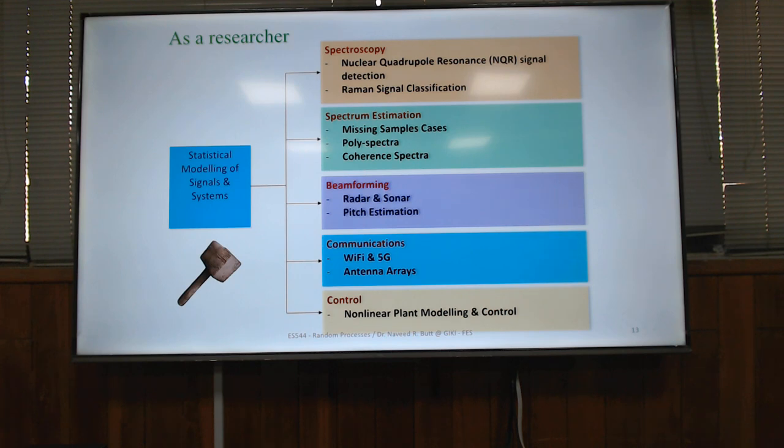In my research, my main strength is statistical modeling of signals and systems, which is basically what this course is mainly about. Random processes. When we talk about random processes, we are actually interested in modeling their behavior. Right, so that's where statistical modeling comes in, and because of its very general nature, it's like if you know calculus or algebra, right, you can apply it to so many fields, right? So the application of statistical modeling shows up in most modern problems, right?